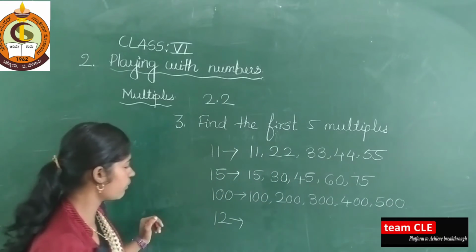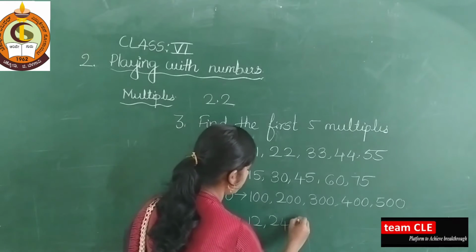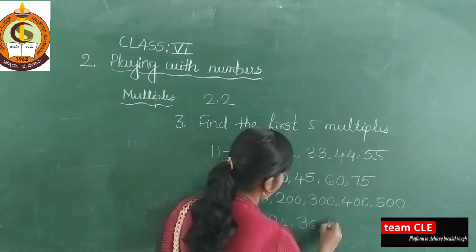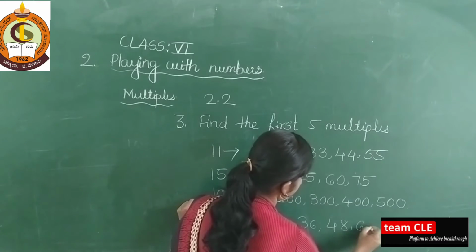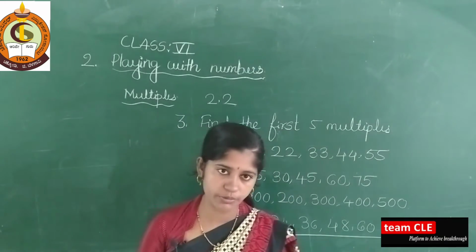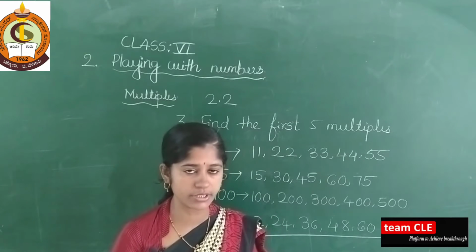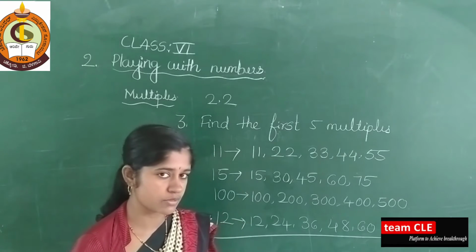Clear? Next 12 is there. 12 ones are 12, 12 2s are 24, next 36, 48, next 60. So these are the 5 multiples. I have solved from your exercise, so try to solve these examples and write them neatly in your classwork book.